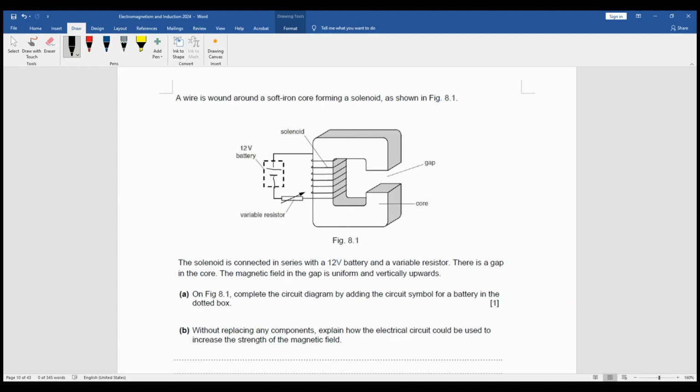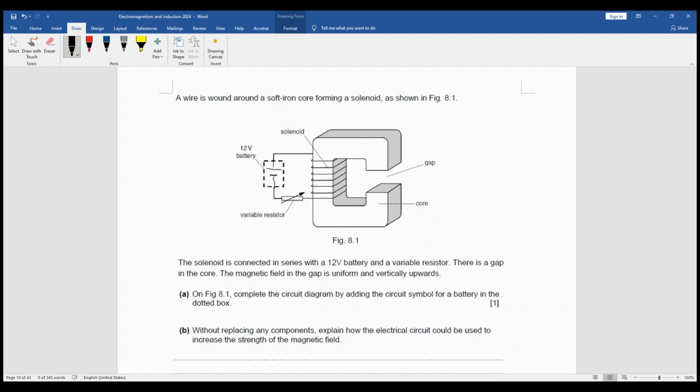Wait, what did they say? There's a gap in the core. The magnetic field in the gap is uniform and vertically upwards. If the magnetic field is vertically upwards, is it? In the gap, this gap is vertically upwards.